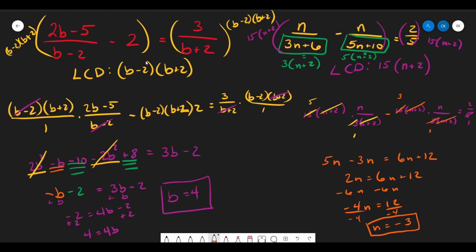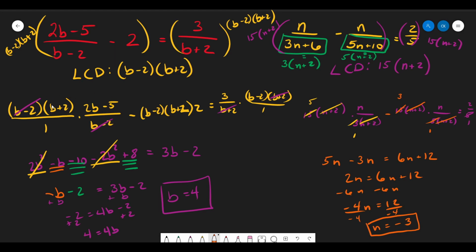But for the first one, like I said, step 1 is to find the least common denominator. The least common denominator here is going to be (b minus 2)(b plus 2). So I'm going to take both sides and multiply by (b minus 2)(b plus 2). When I multiply the first fraction by (b minus 2)(b plus 2), the two b minus 2's are going to cancel each other out. So I'm just going to have (b plus 2) times (2b minus 5).